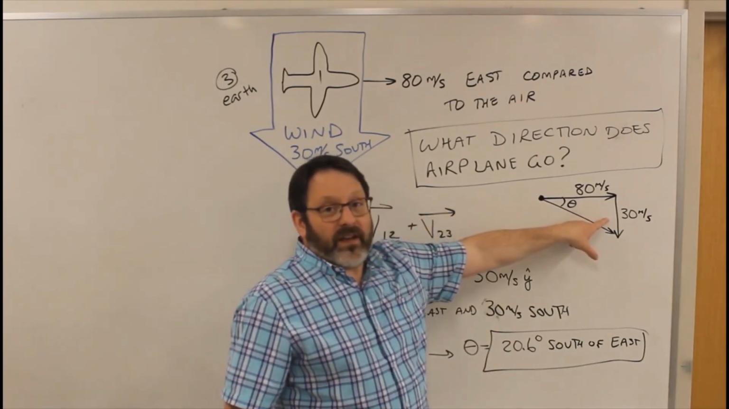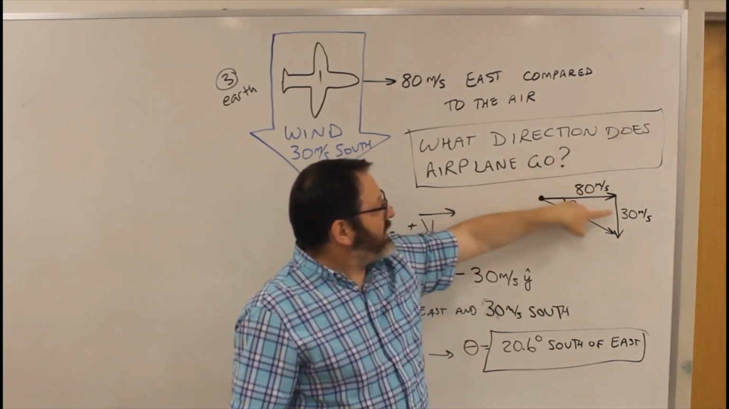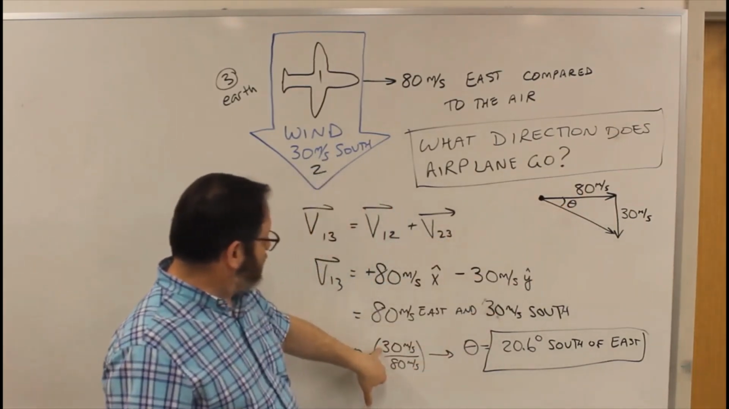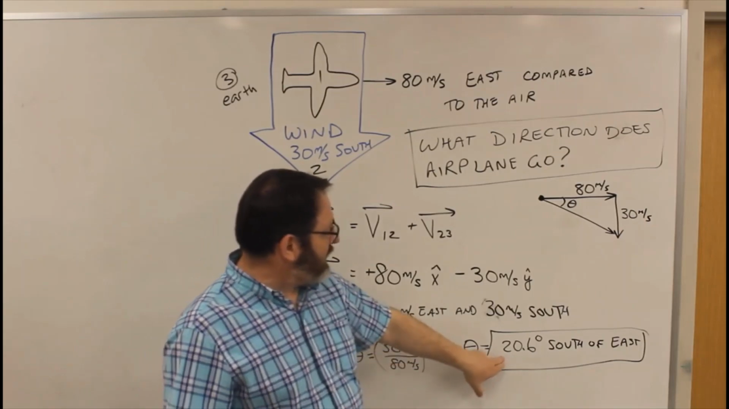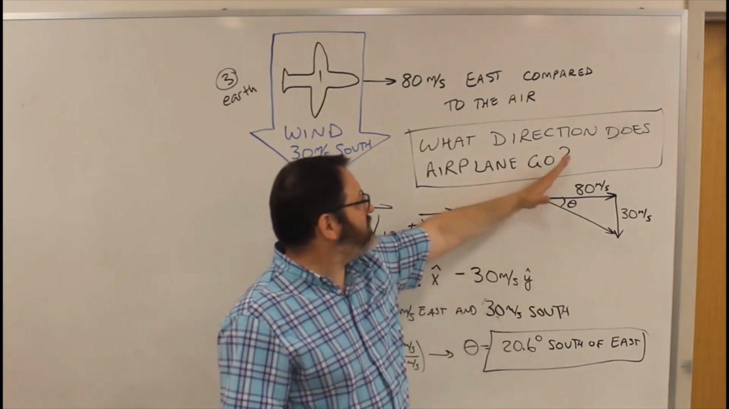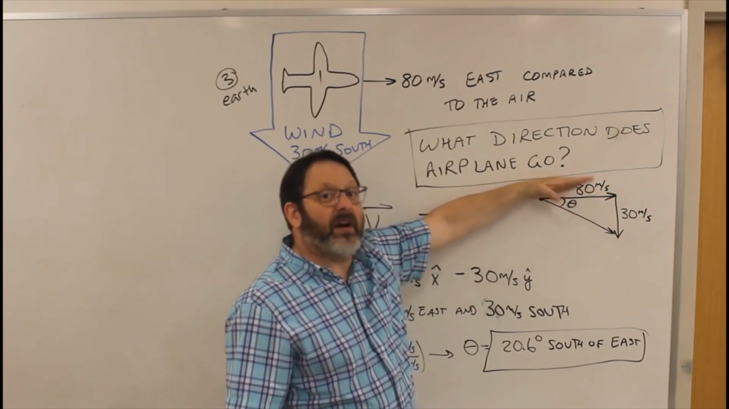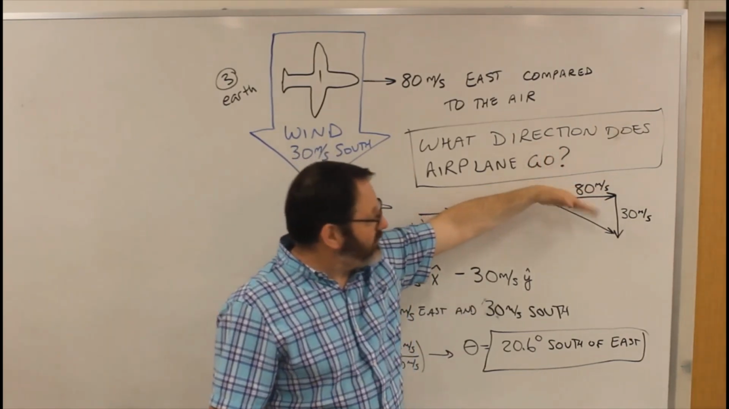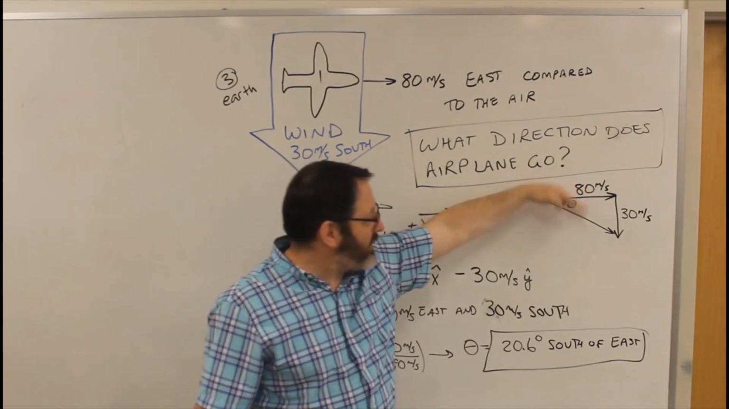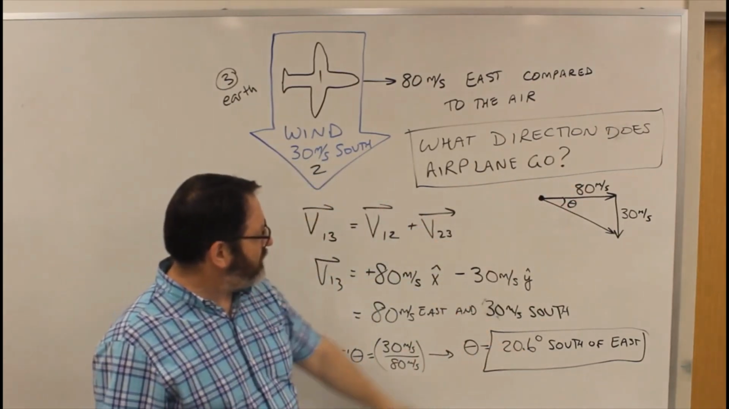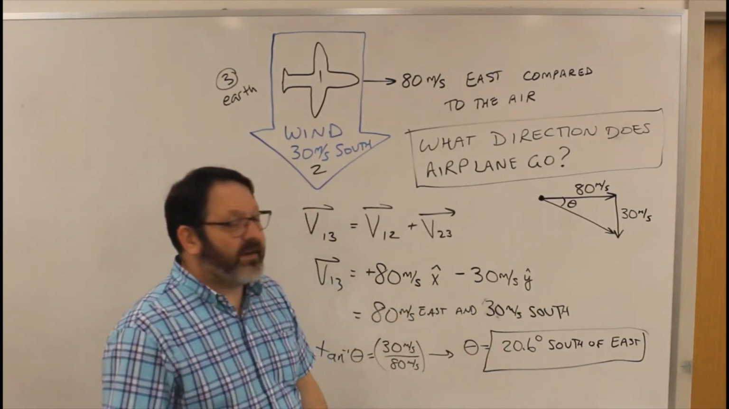This 30 meters per second you could also look at as being a negative. Okay, so then if you put in a negative 30 here, then you would end up with a negative 20.6 degrees. So from this direction, negative would be that way. So instead of going north, it's going south. So then the south is another way of saying the negative from east. So 20.6 degrees south of east.